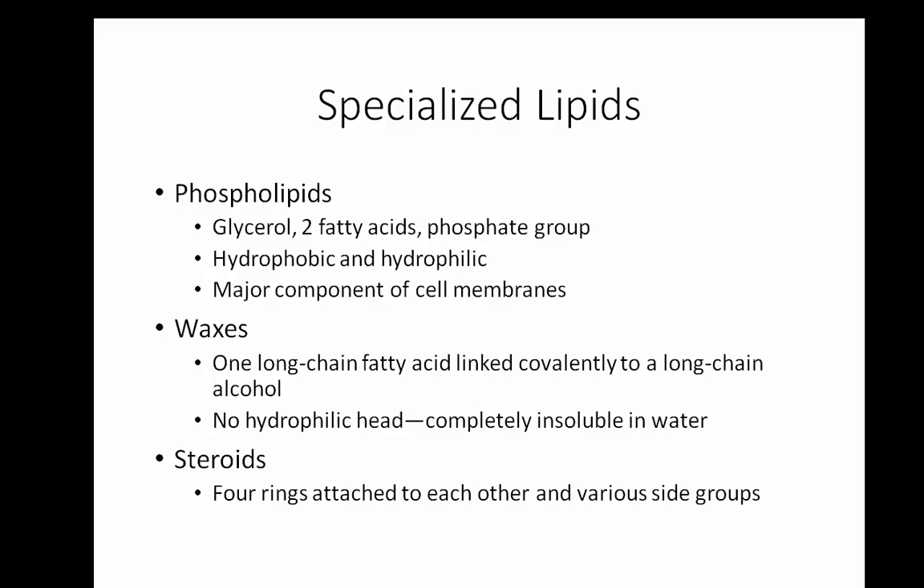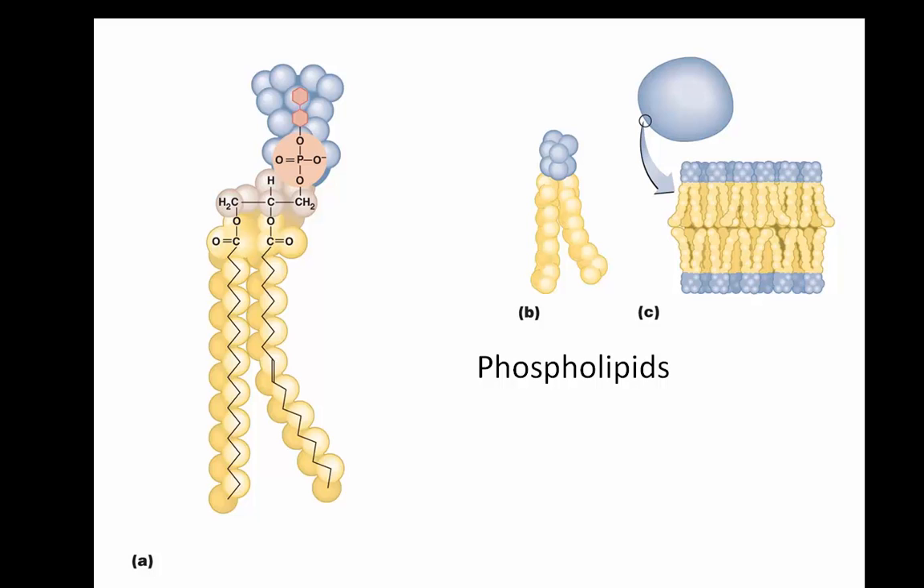Steroids are four carbon rings that are attached to each other, and different side groups will be attached to make different steroid type molecules. Steroids are primarily used to strengthen cell membranes.